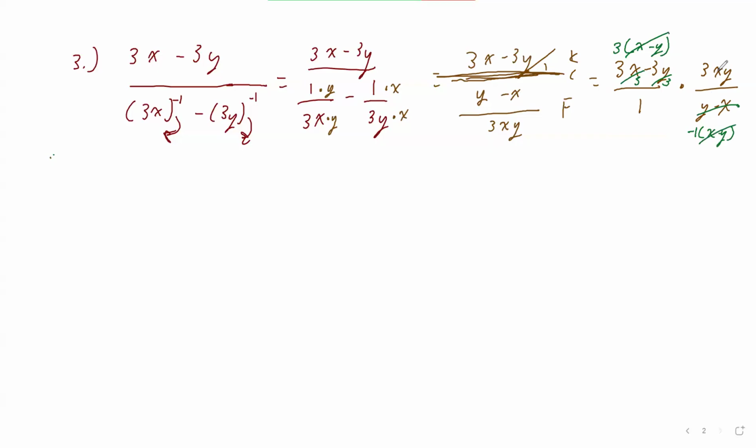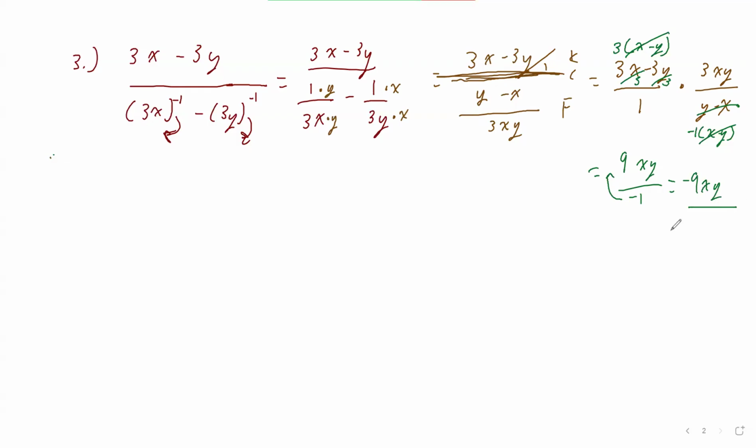So now I'm going to write what's left. I have 3 times 3, which is 9, xy. And then I have 1 times negative 1, which is negative 1. But your homework doesn't like a negative 1 on the bottom. So what it'll do, it'll just bring that negative to the top and make it negative 9xy.